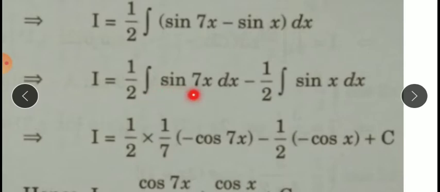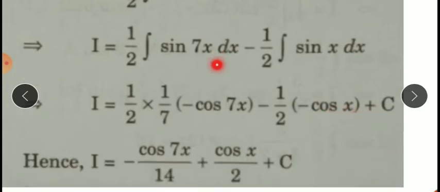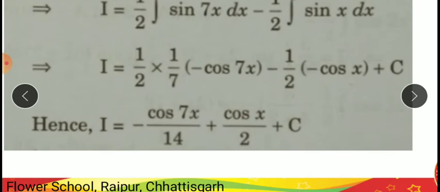Its integration is 1 upon 7 under bracket minus cos 7x, minus 1 upon 2 integration sin x is minus cos x plus c. After this, we can write the final integration: I is equal to minus cos 7x upon 14 plus cos x upon 2 plus c. C is the constant of integration.